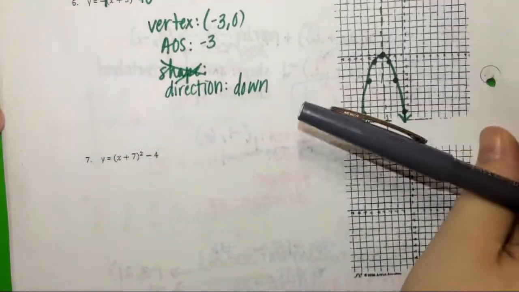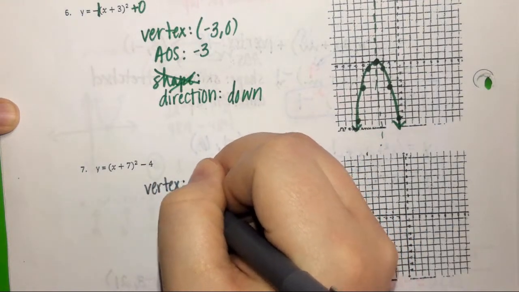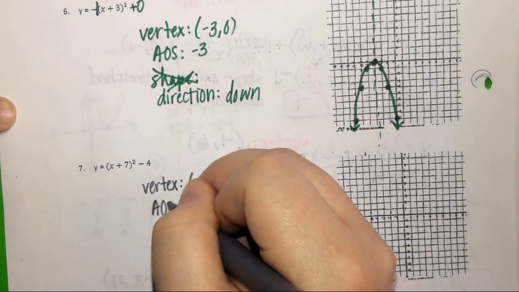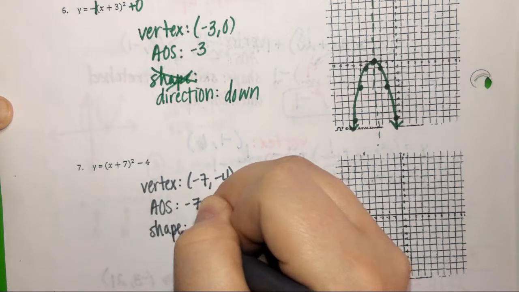Okay, let's bring that same list on number 7. I want to know the vertex. You can have your point, Ellie. My axis of symmetry is therefore -7. My shape is still not affected, so I'm really annoyed with the problems today.